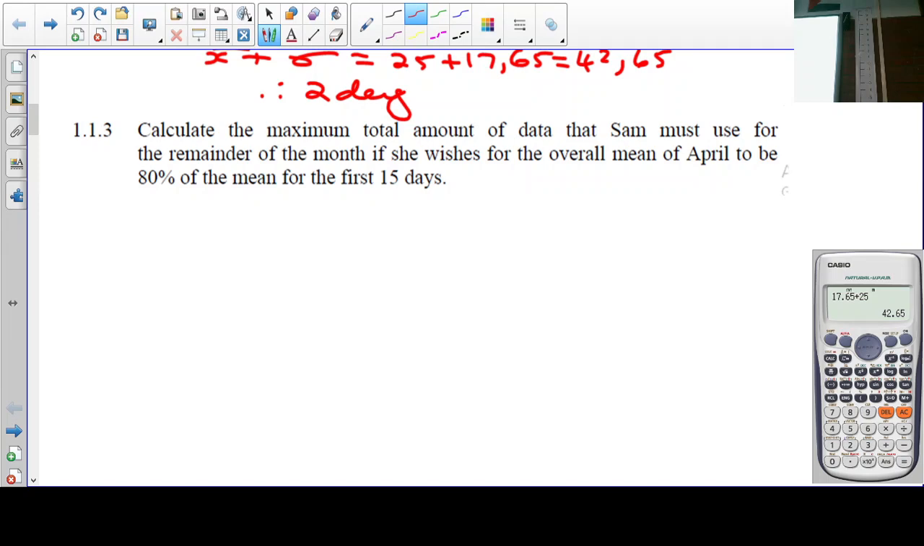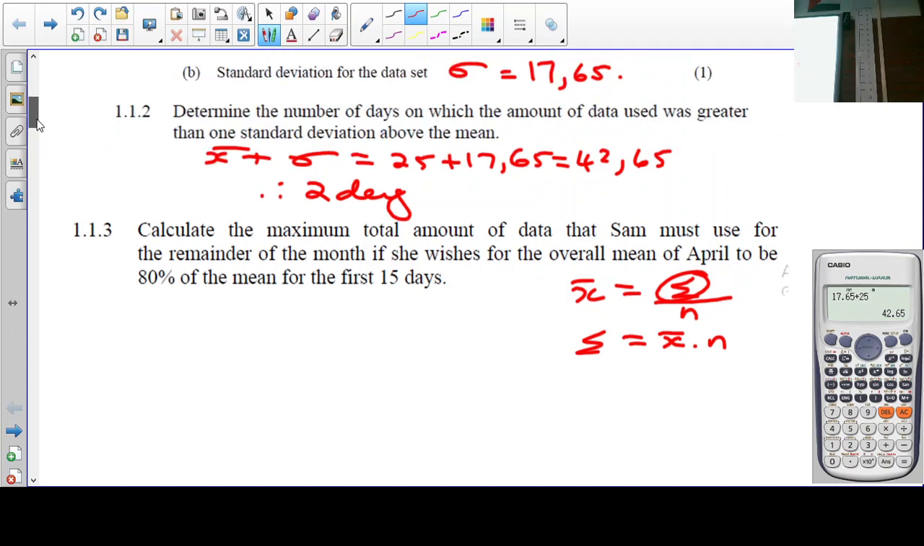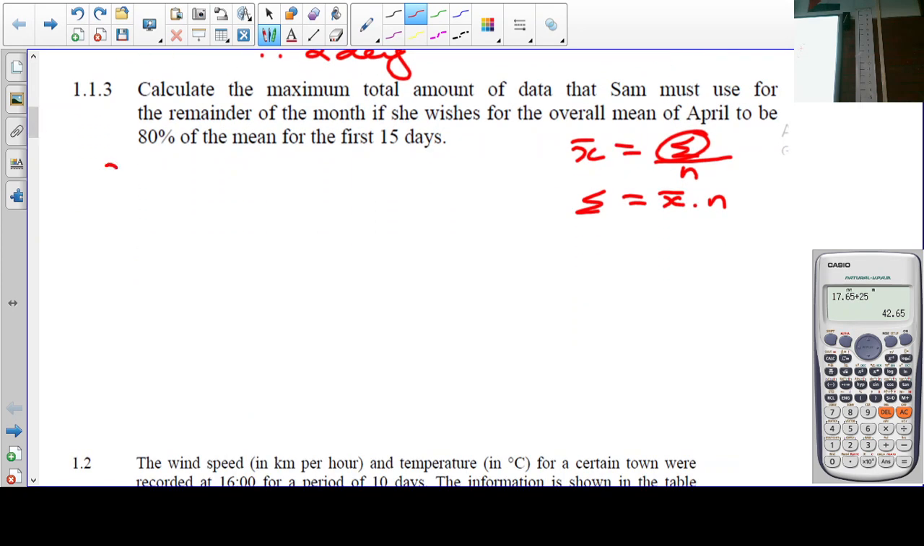So how do we calculate our mean? The mean is always the sum of the numbers, of all those numbers, divided by the number of numbers, which is 15 in this case. Okay? So to calculate the sum, what does that sum add up to? The sum is equal to your mean times n. So for the first 15 days, your mean worked out to be 25, so 25 times 15 days.